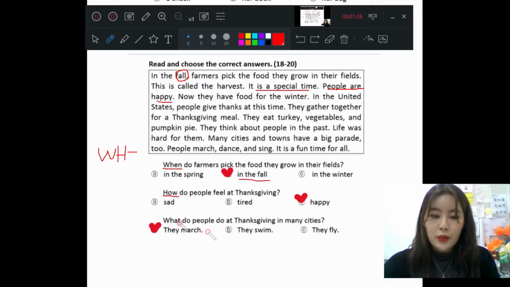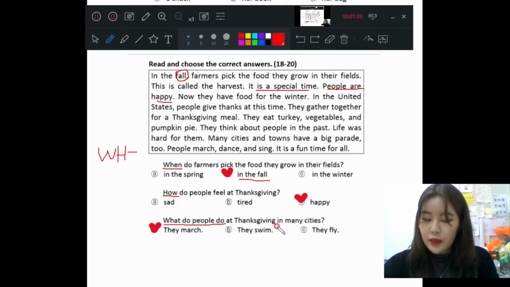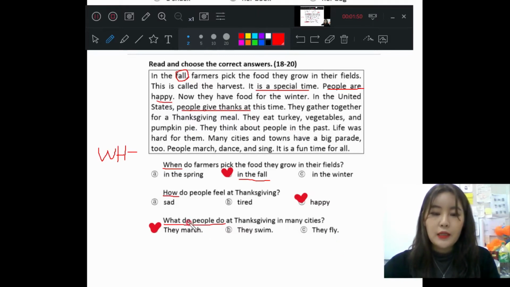And the third one, what do people do at Thanksgiving in many cities? What do people do? 사람들은 무엇을 하나요? At Thanksgiving. What was Thanksgiving? The 추수감사절. So at Thanksgiving, what do they do? What do people do especially? They give thanks to each other at this time, right? But they're asking what they do here.